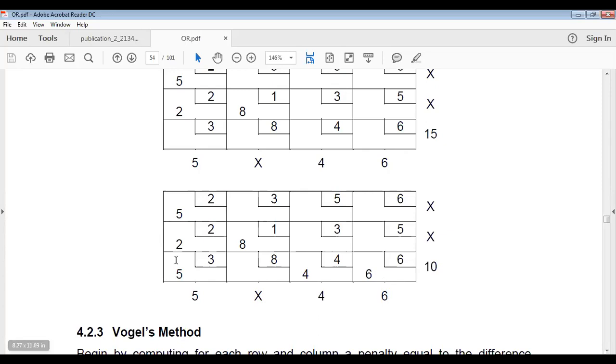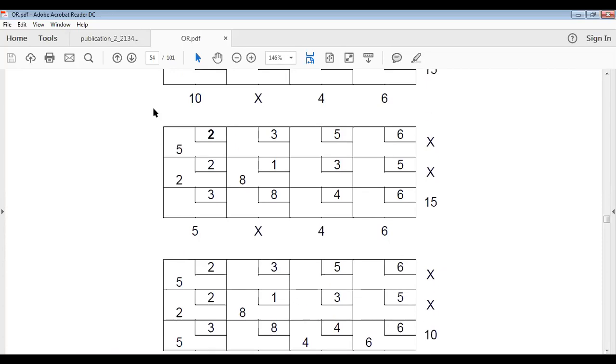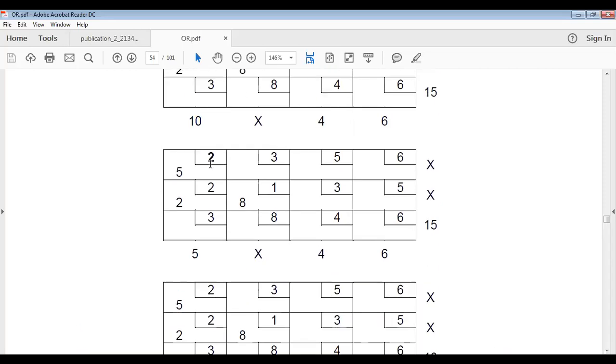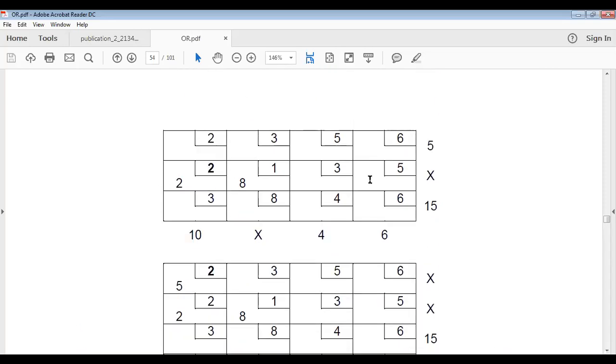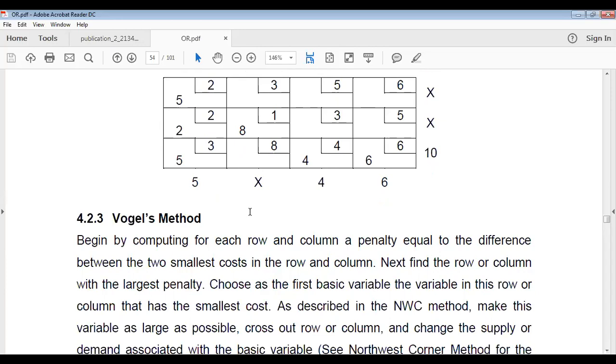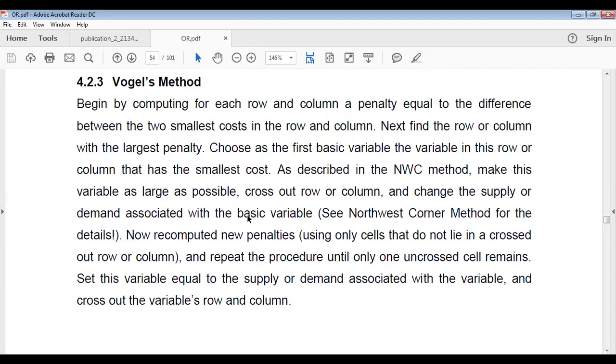So you calculate 5 into 2, 2 into 2, 5 into 3, 8 into 1, 4 into 4, and 6 into 6. So this is the least cost method. Here I am unable to strike out, hence there is a problem. When you are working out, you have to strike. You have to remove the rows or columns, or else you will be confused, like me. Only then can you understand the particular thing.